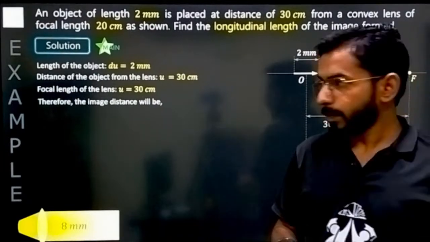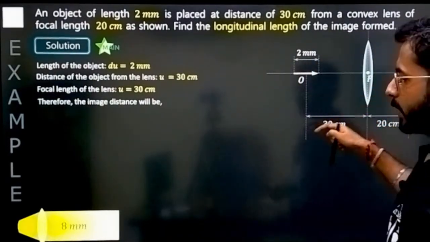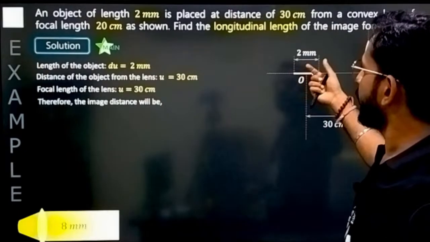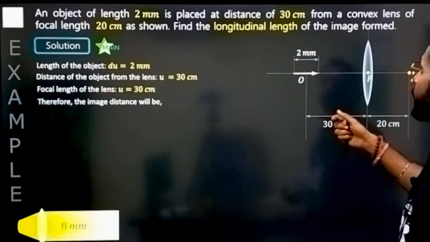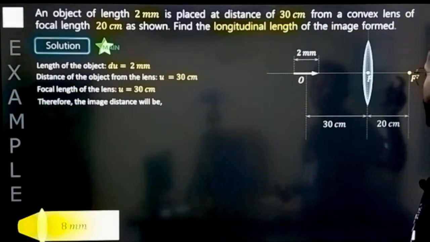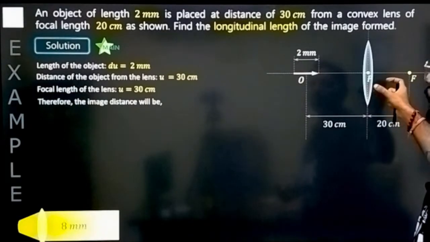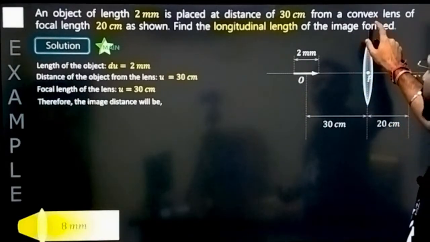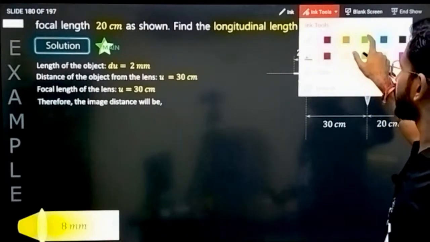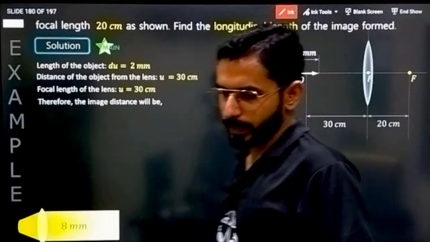So let's apply this formula. Apply it. What is the answer coming? An object of length 2 mm is placed at a distance of 30 cm from the convex lens. Focal length is given, that is 20 centimeter as shown. Find the longitudinal length of the image formed. You have to calculate what will be the length of the image that is going to be formed.